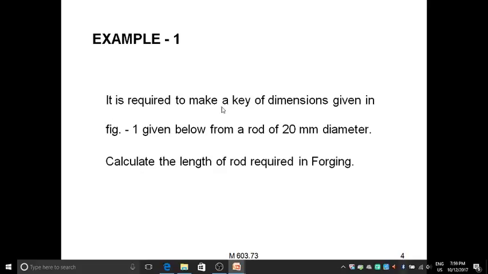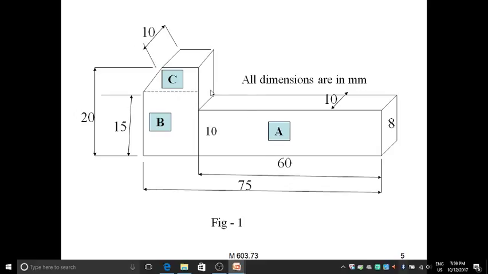It is required to make a key of dimensions given in figure 1 below from a rod of 20 mm diameter. Calculate the length of the rod required in forging. In this case also we need to calculate the length, that is, the length of 20 mm diameter rod required to forge this shape with these dimensions. Now you can see here, this is a jib headed key we need to produce by taking 20 mm diameter.